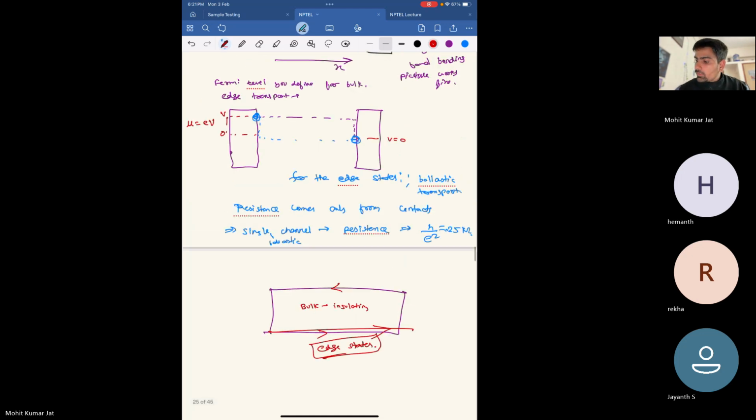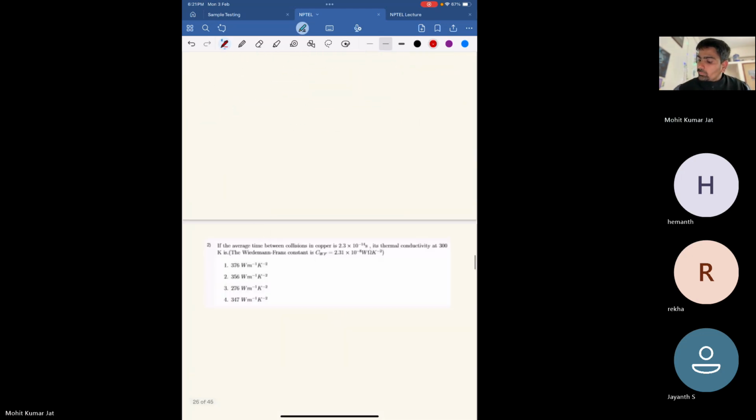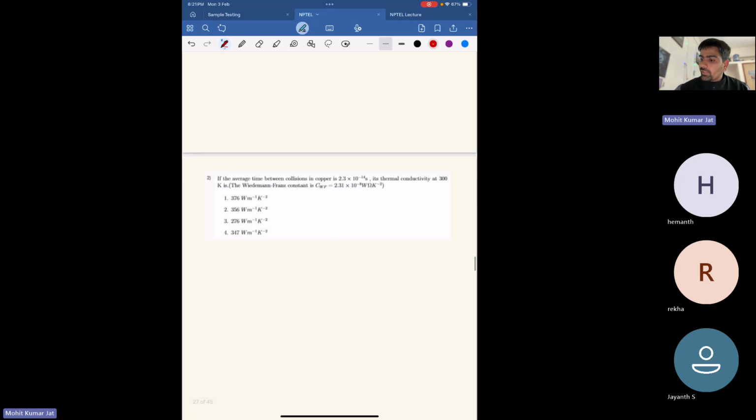Okay, now if this is clear, I will move to the next question. The question is: if the average time between collisions in copper, tau, is given as 2.3 × 10^-14 seconds.